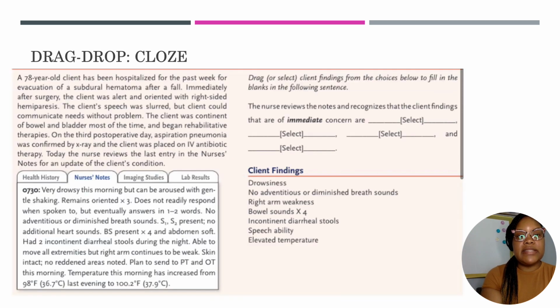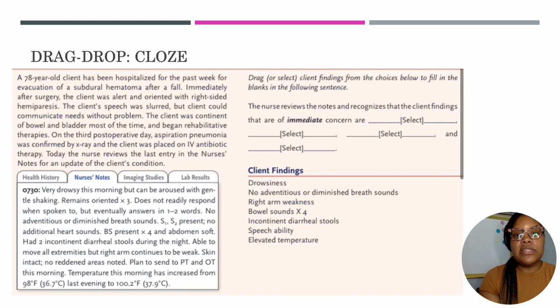The question reads, a 78-year-old client has been hospitalized for the past week for evacuation of a subdural hematoma after a fall. Immediately after surgery, the client was alert and oriented with right-sided hemiparesis. The client's speech was slurred, but the client could communicate needs without problem. The client was continent of bowel and bladder most of the time and began rehabilitative therapies. On the third post-op day, aspiration pneumonia was confirmed by x-ray, and the client was placed on IV antibiotic therapy. Today, the nurse reviews the last entry in the nurse's notes for an update on the client's condition.